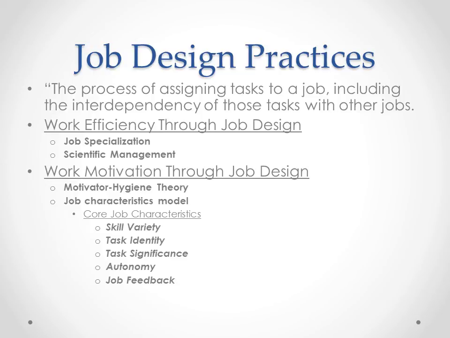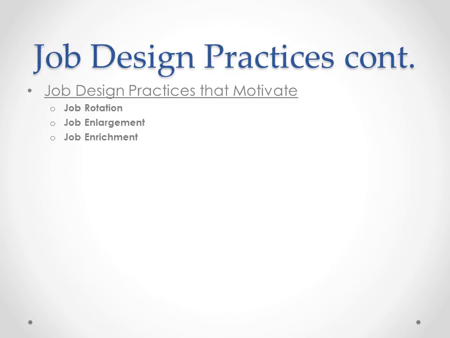The first characteristic being skill variety. This is the need to use different skills and talents to complete the work. The second characteristic is task identity. This is the degree to which a job requires completion of a whole or identifiable piece of work. The third is task significance, and this is the degree to which, continuing with the job design practices, you find practices that motivate one another.